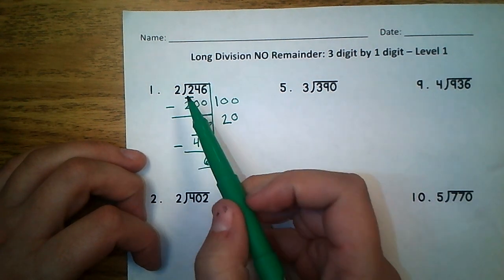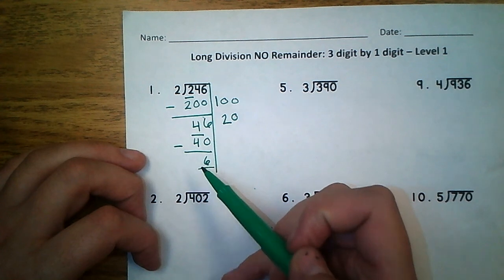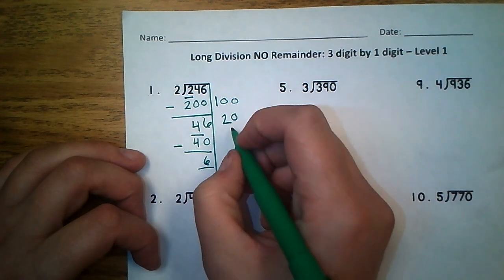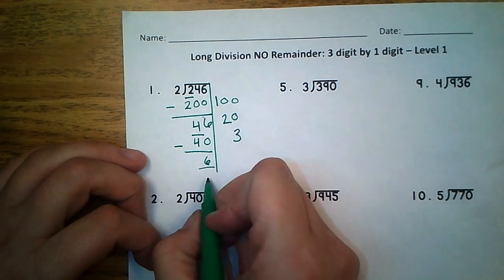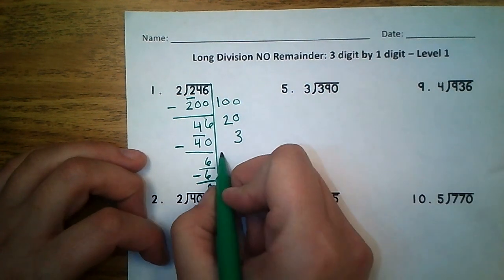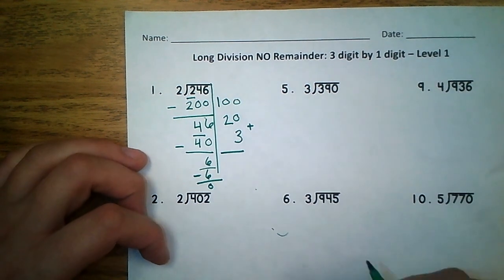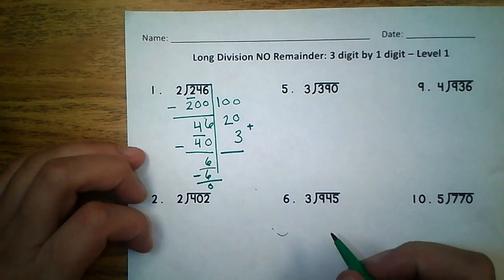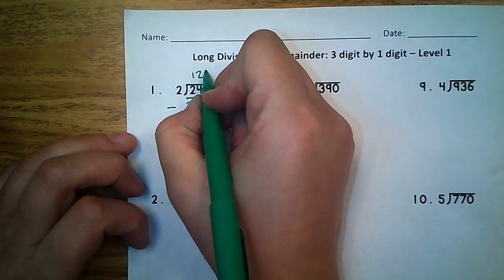Underline again. 2 times what gives me 6? 2 times 3 gives me 6, and subtract, and we get 0 left over. Let's add up the partial quotients. 100 plus 20 plus 3 gives us 123.